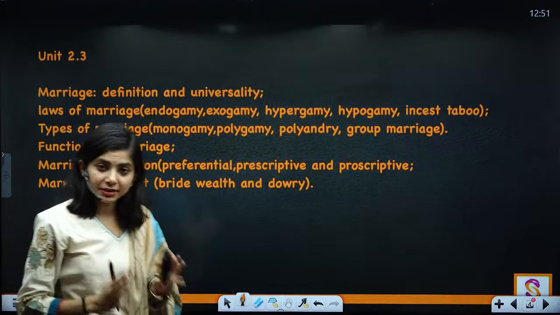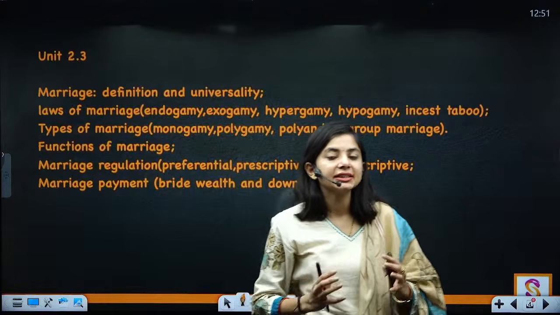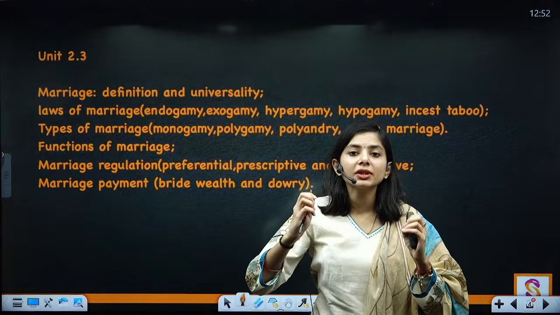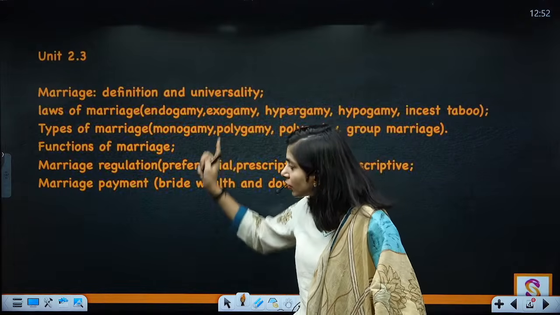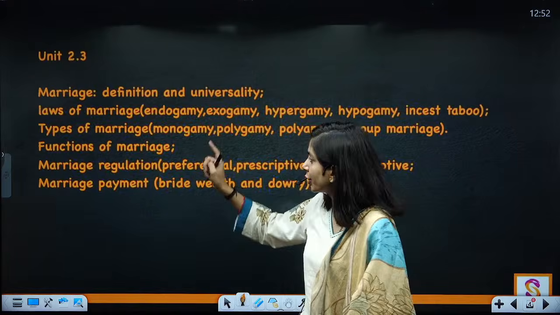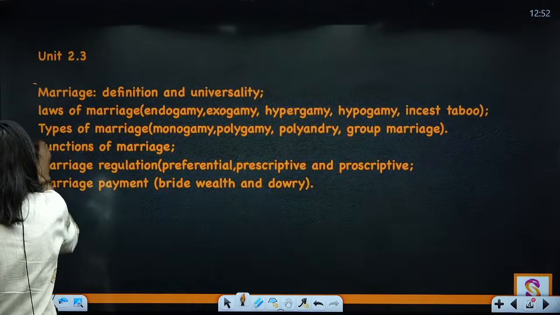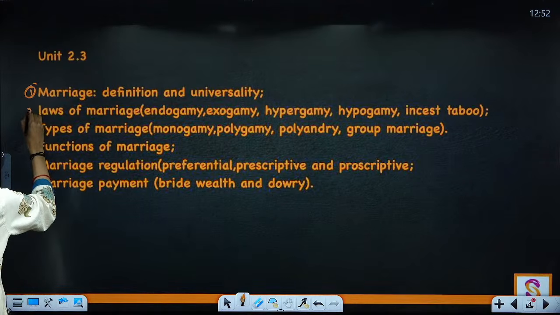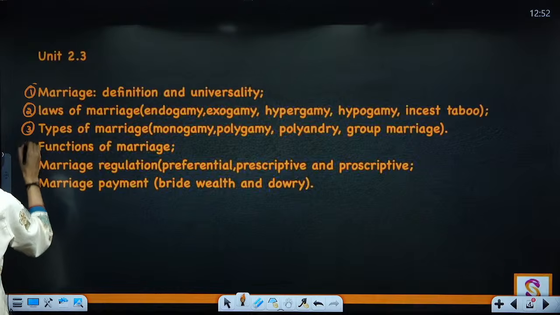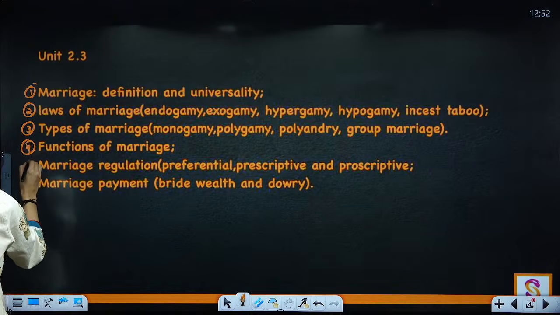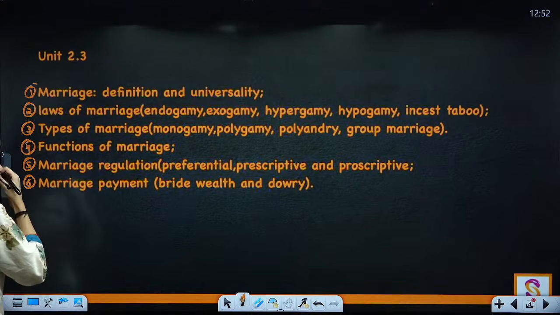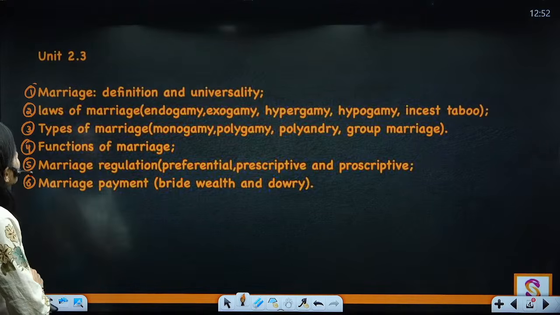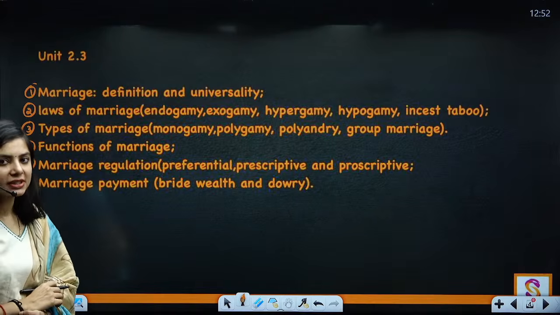Now, first come first, we need to understand the syllabus, and we need to understand it in the most sorted way. The most sorted way for this is to first divide it in terms of parts. Here you can see the first part, second part, third part, fourth part, fifth part, and sixth part. These are the 6 parts we are going to cover. First one, marriage definition and universality.